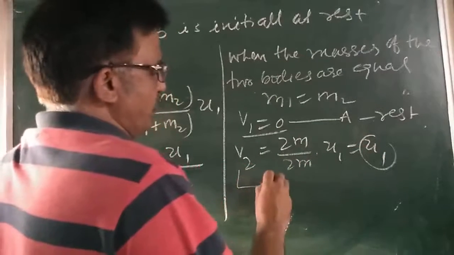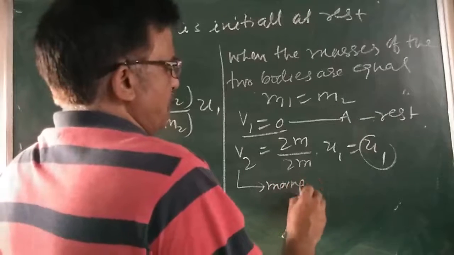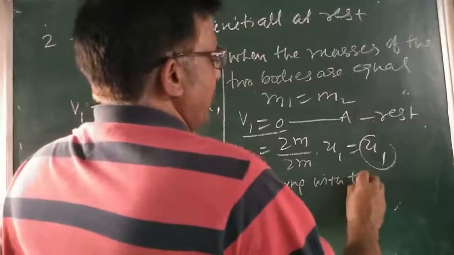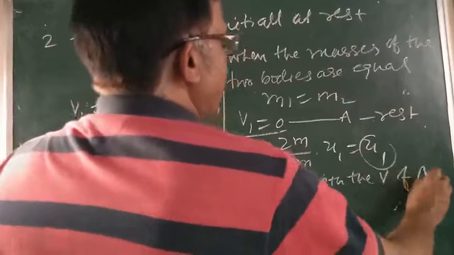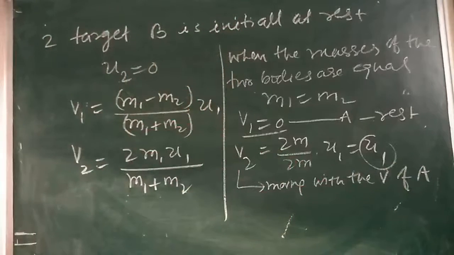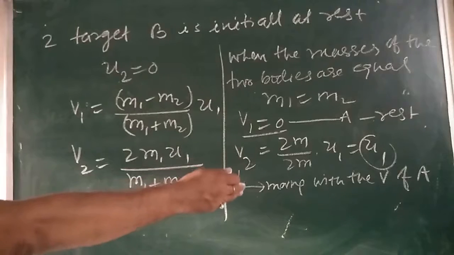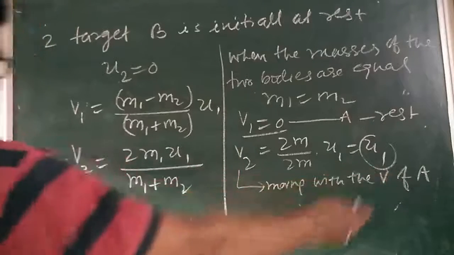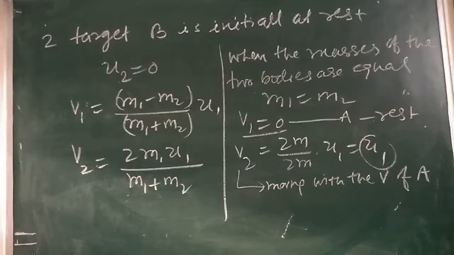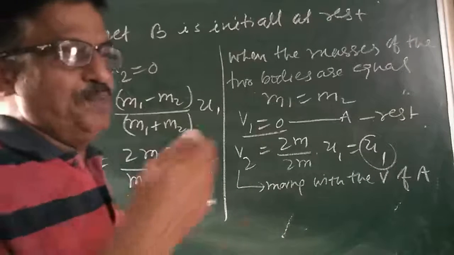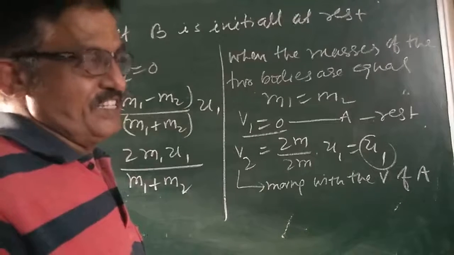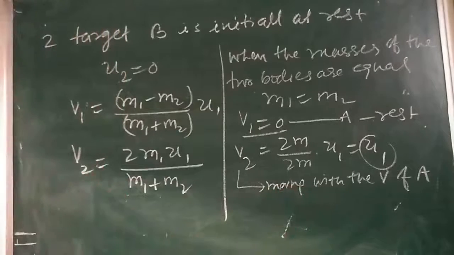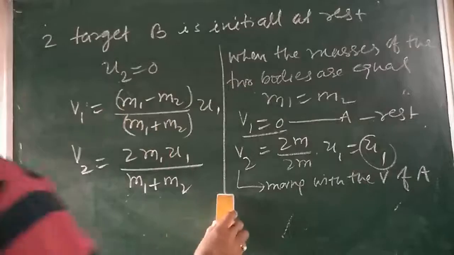It starts moving with the velocity of A. Obviously, in such a collision, 100% of the kinetic energy of A is transferred to body B because B is at rest. You can see here. Okay? Yes, sir. Now, see the second case.